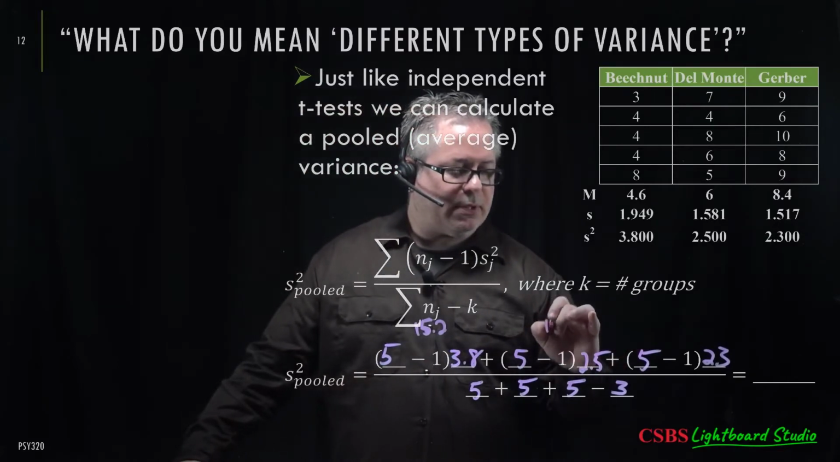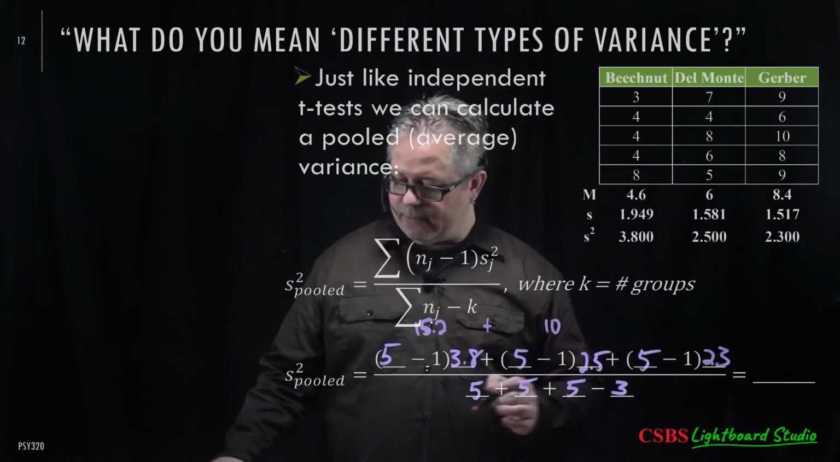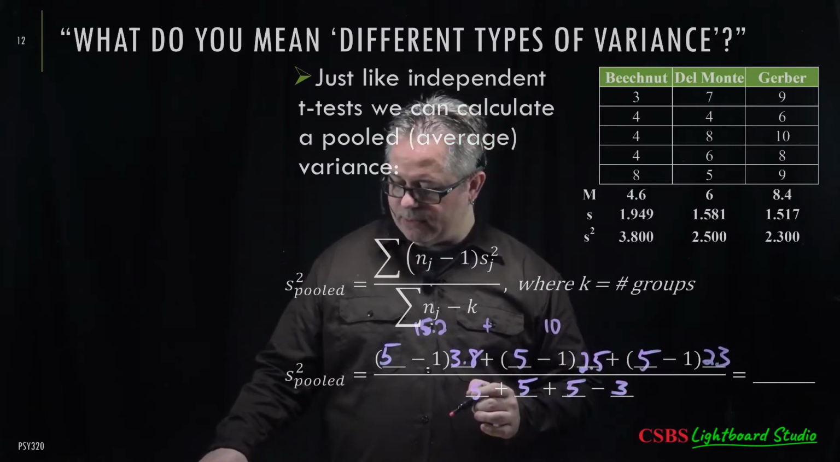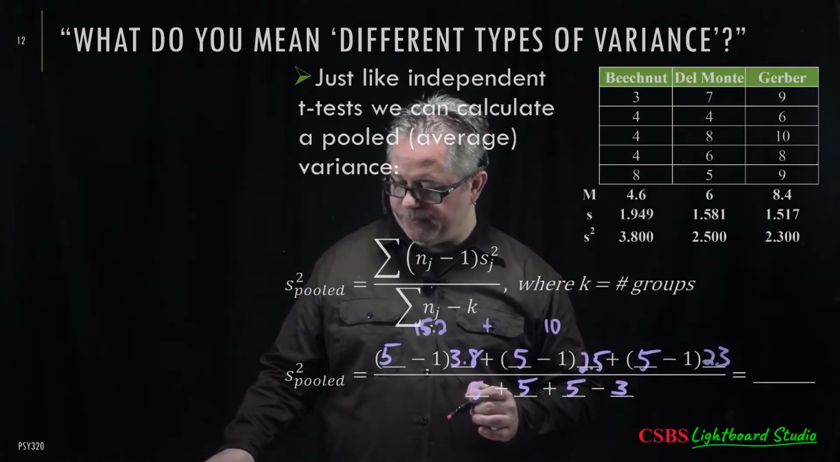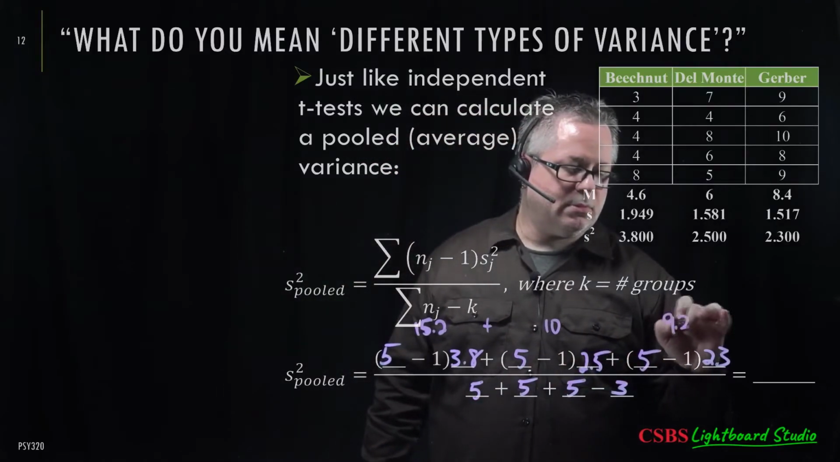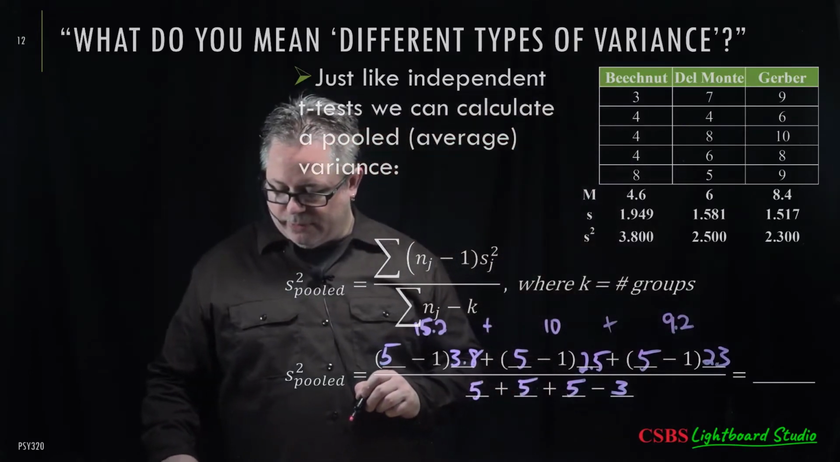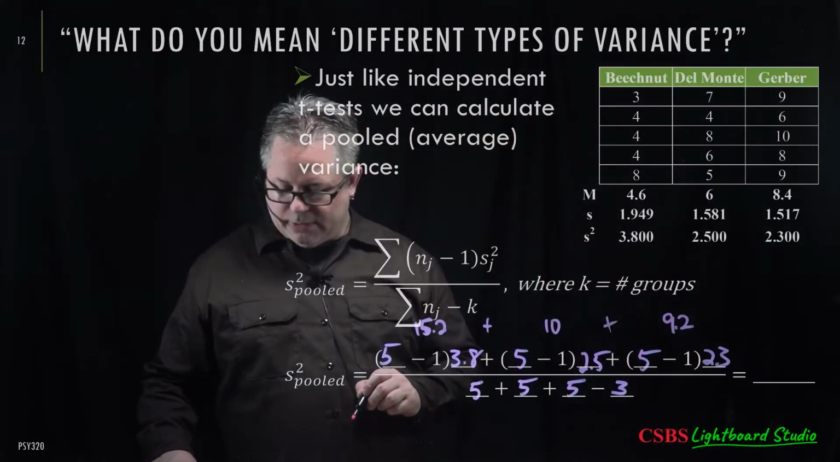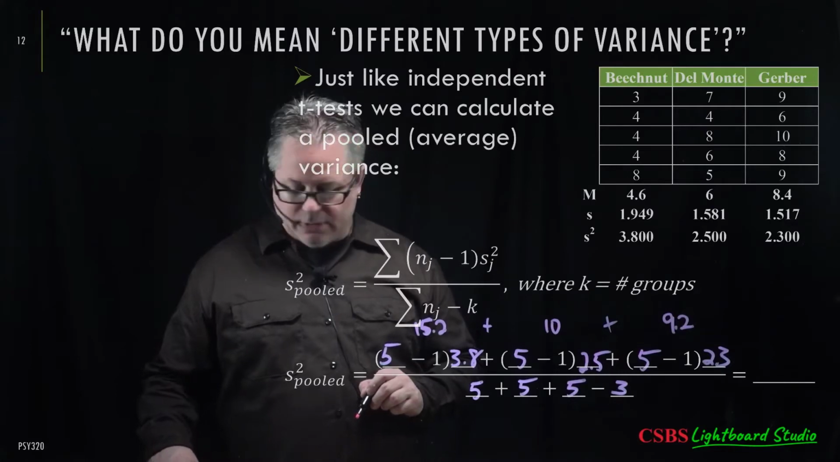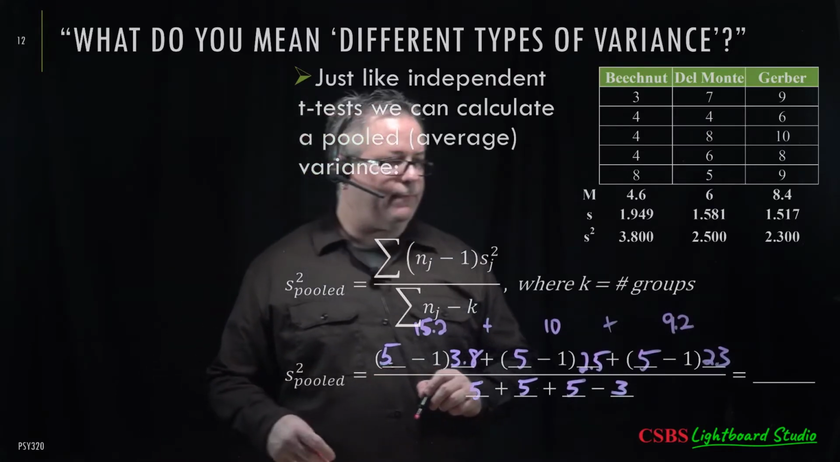So this part is 10. 4 times 2.3 is 9.2. So we're going to add up those: 15.2 plus 10 plus 9.2 equals 34.4.